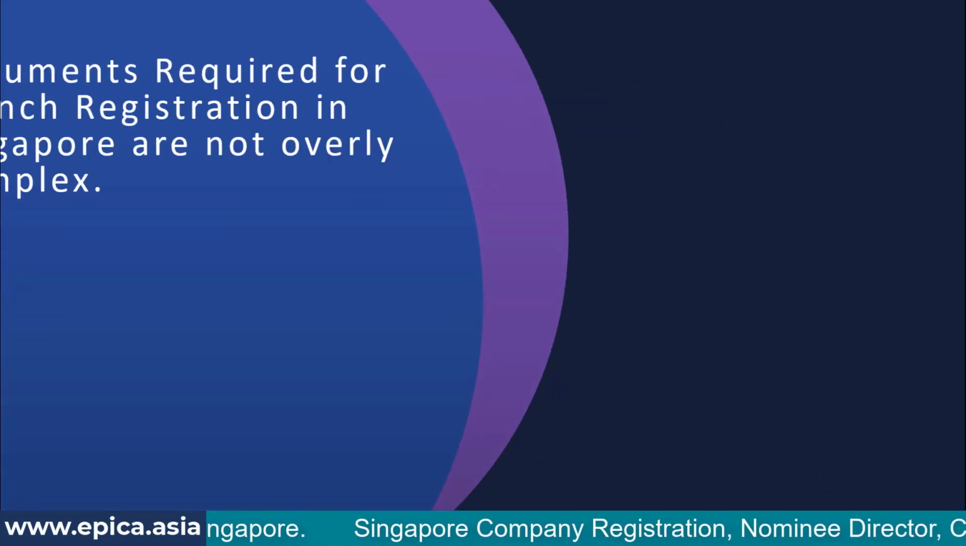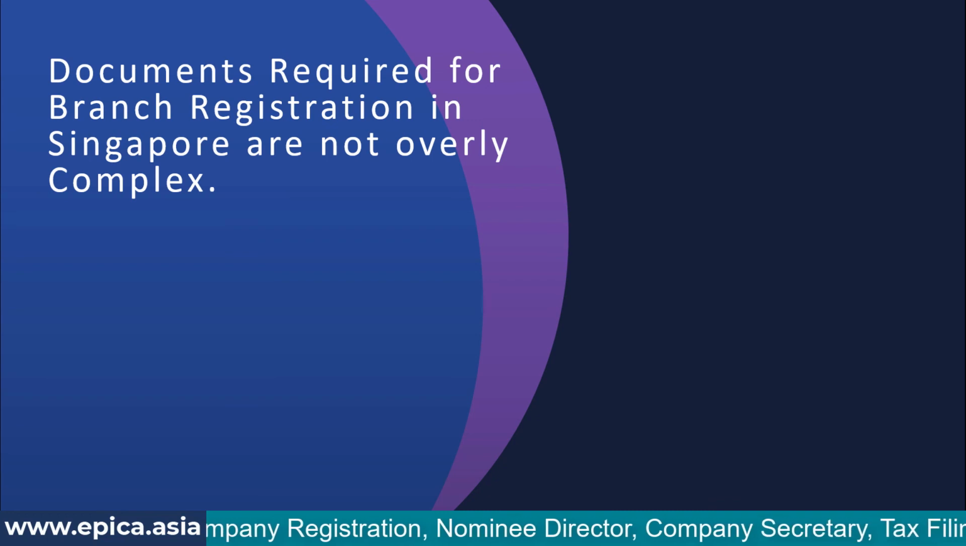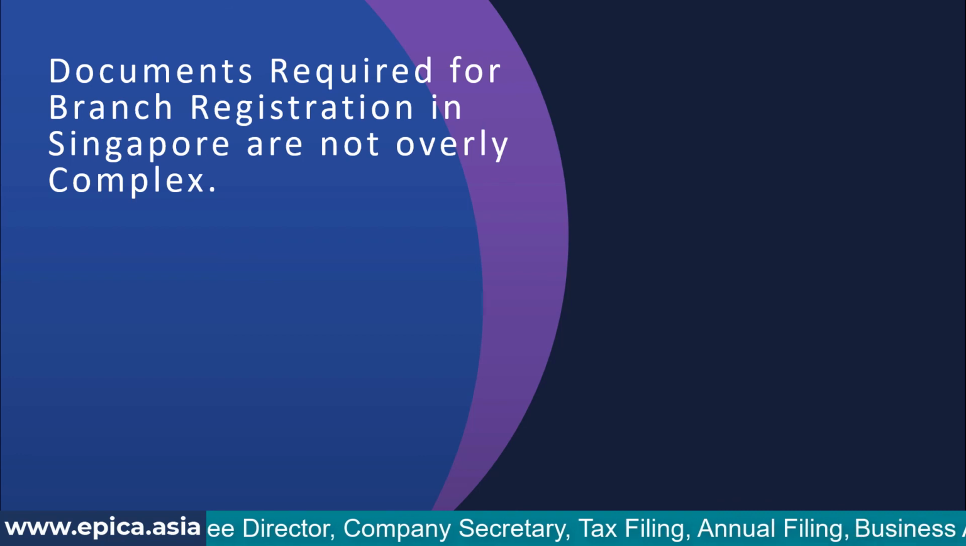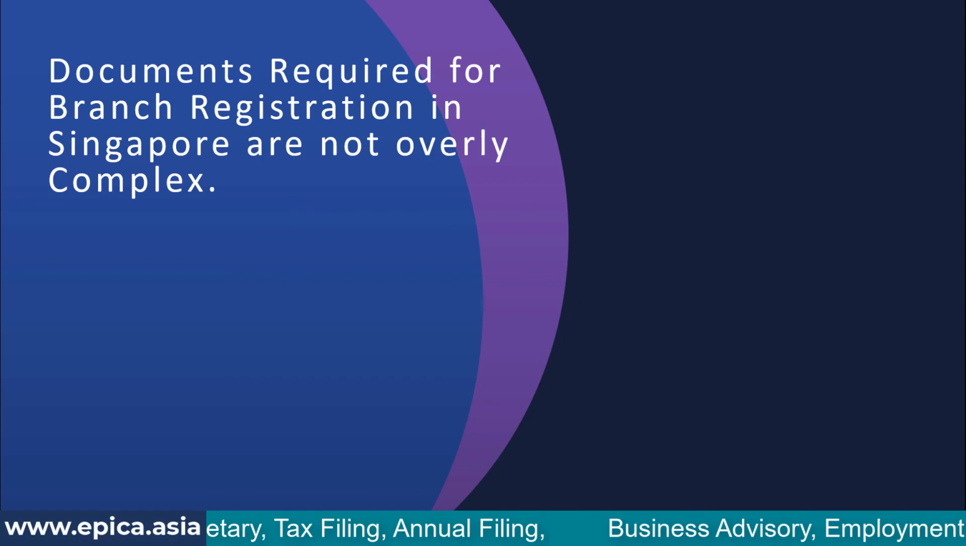In summary, the documents required for branch registration in Singapore are not overly complex. However, if you have a complex corporate shareholding, then getting the details of UBO can add some effort.